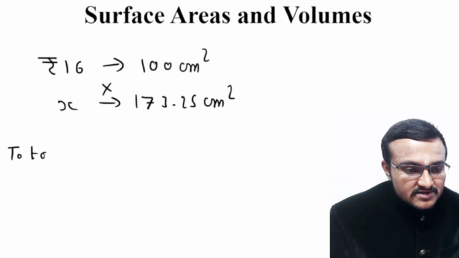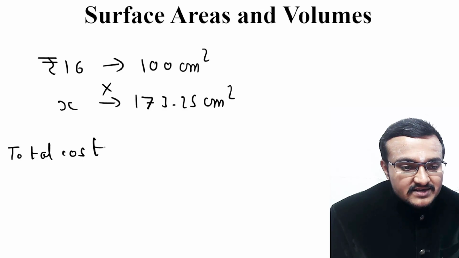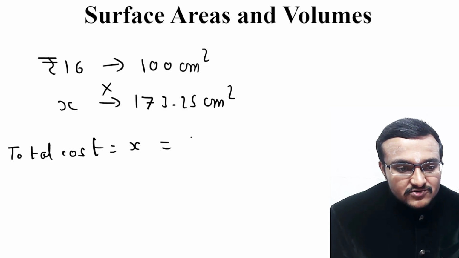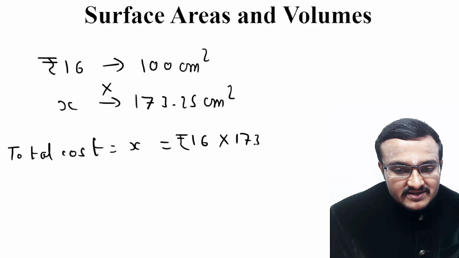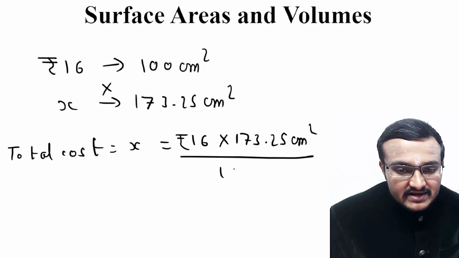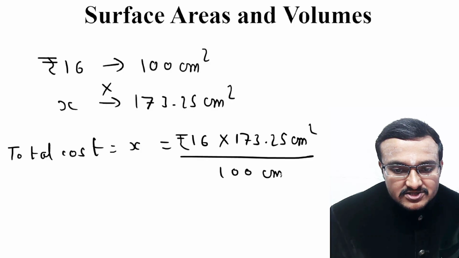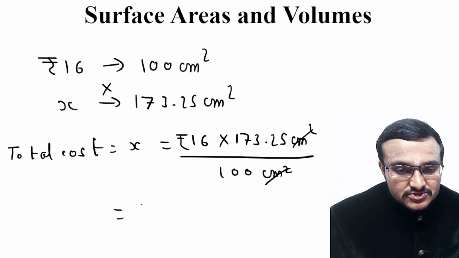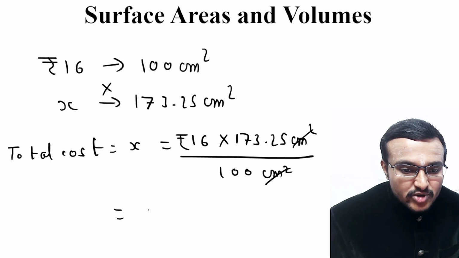So total cost x is equal to 16 rupees into 173.25 centimeter square divided by 100 centimeter square. So here centimeter square gets cancelled with each other. So 16 by 100 will be 0.16.